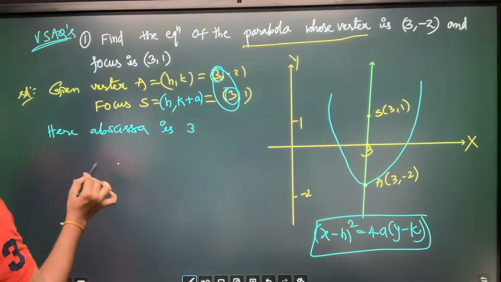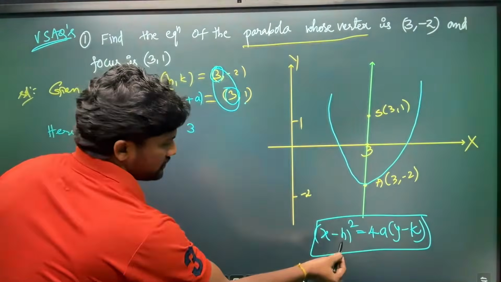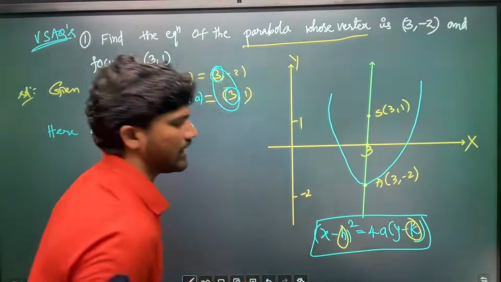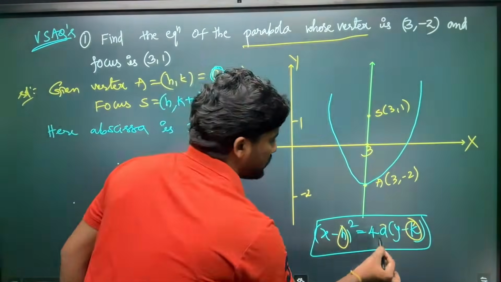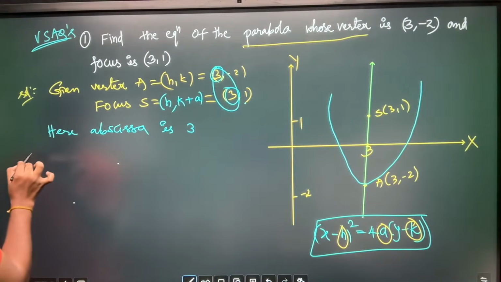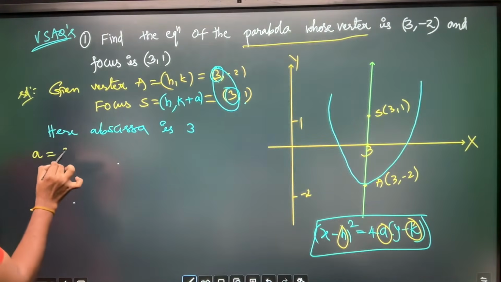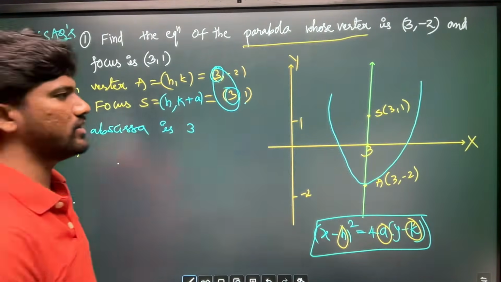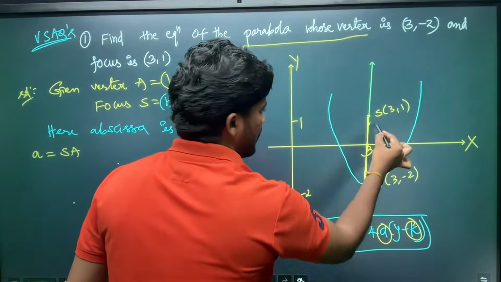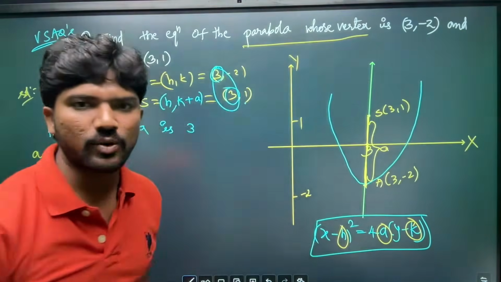Now to find this, we have h here. We have the h value and the k value. What do we need more? We need to find the small a value. Small a is equal to the distance between the focus and the vertex. This is small a for us. Always remember that in any parabola, this distance we call small a.